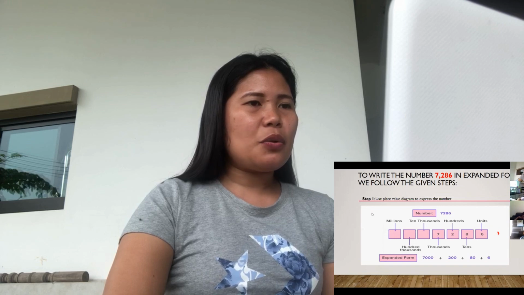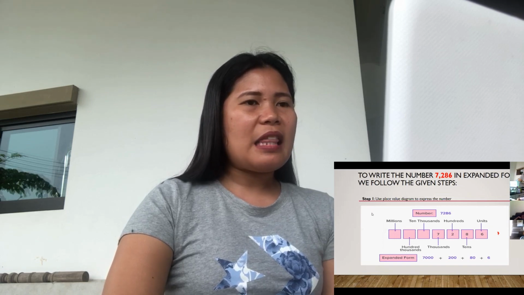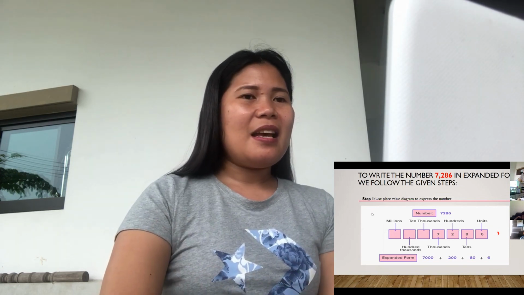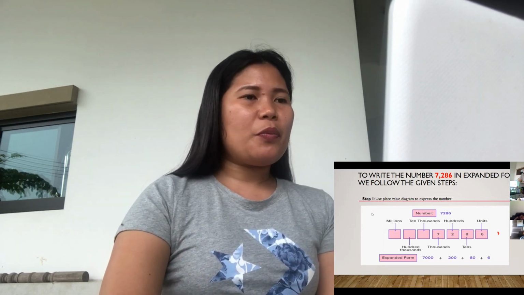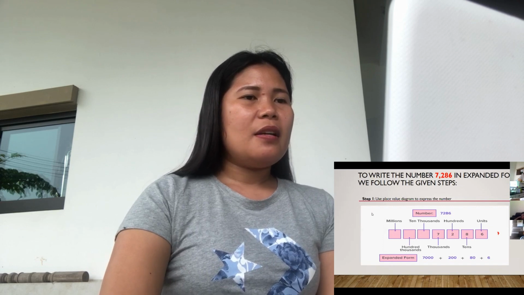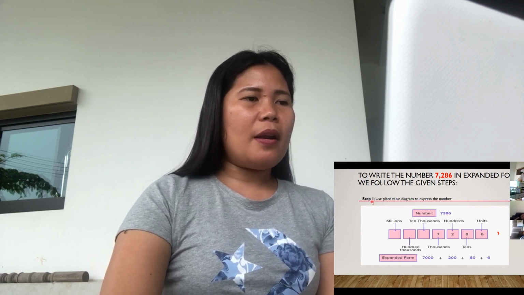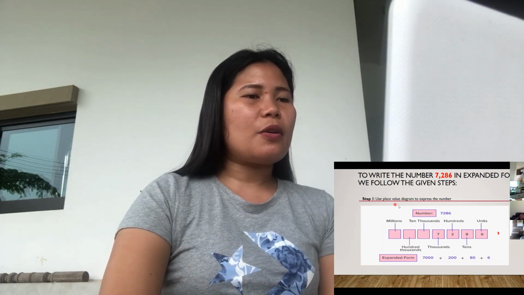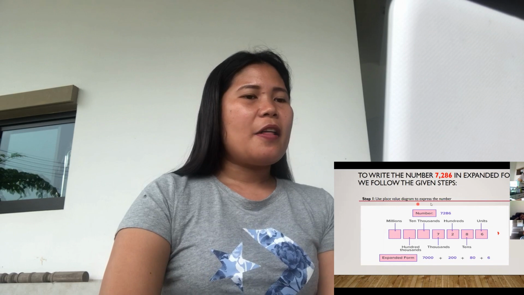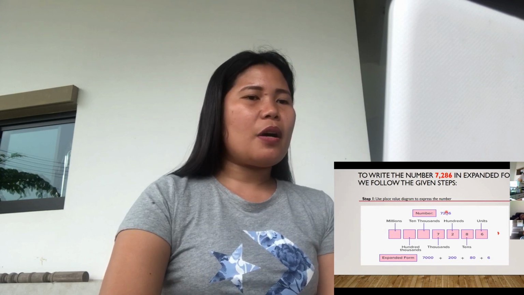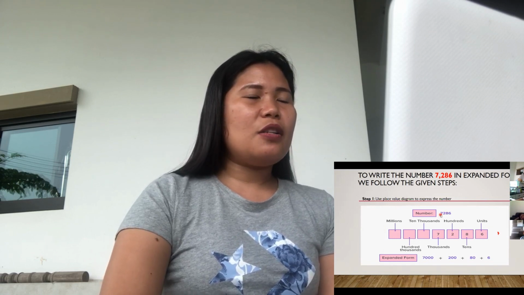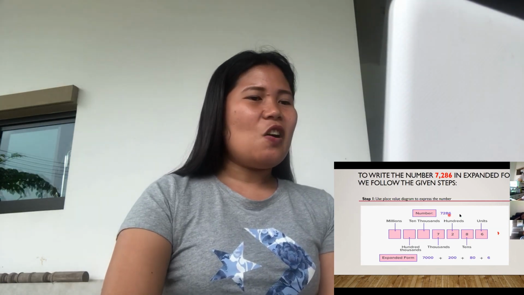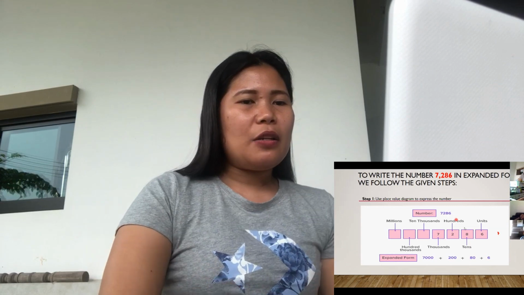Okay, now it says here to write the number 7,286 in expanded form. We follow the given steps. Step one, use the place value diagram to express the numbers. Okay, remember the number 7,286.